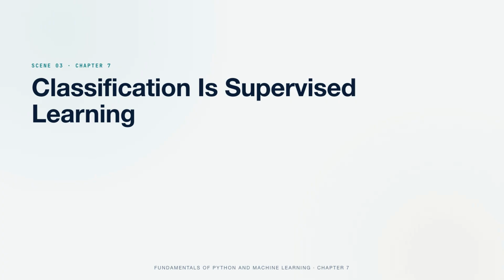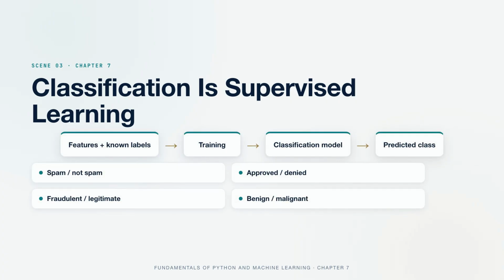Classification is a supervised learning task. The training data contains input features and known class labels. The model learns patterns that help separate or distinguish those classes. After training, the model receives a new observation and predicts the class to which that observation most likely belongs. Examples include spam or not spam, approved or denied, fraudulent or legitimate, and benign or malignant. The defining characteristic is that the output is a category rather than a continuous numerical value.